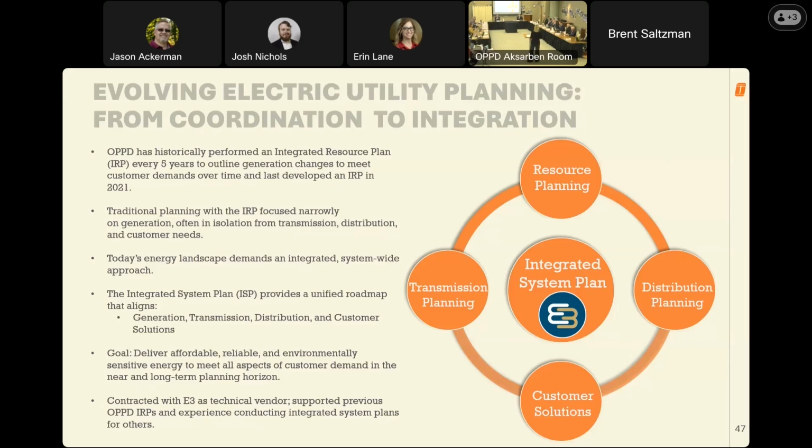It's really important to note that although we're talking about the IRP or ISP in the context of that WAPA submittal, as a part of utility best practices, utilities routinely do conduct this type of comprehensive resource plan. So this is something that we would be doing regardless of the WAPA requirement. So what is an IRP?